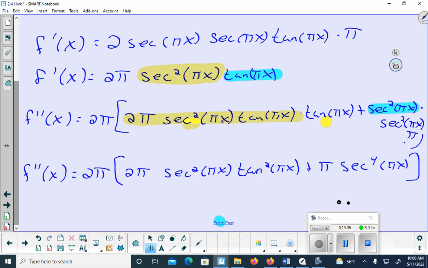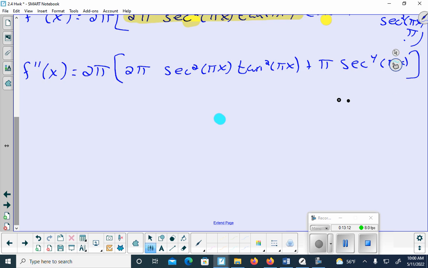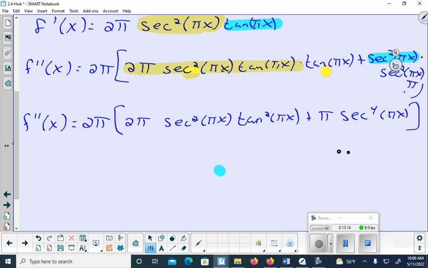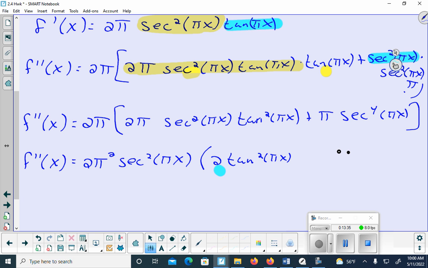I can factor out a pi, and I can factor out a secant squared. Yes? So with the pi that I factor out, this will make 2 pi squared. And then I'm factoring out a secant squared, and I'm left with, I factored out a pi, just 1 pi. So this is 2 tangent squared pi x plus secant squared pi x.